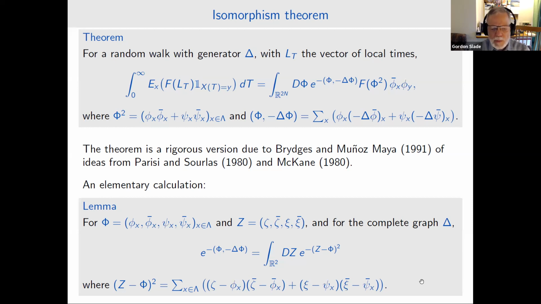So this is something which is straightforward to prove via the definition of what this integral on the right-hand side is. I won't go through the calculation, but we have this lemma.